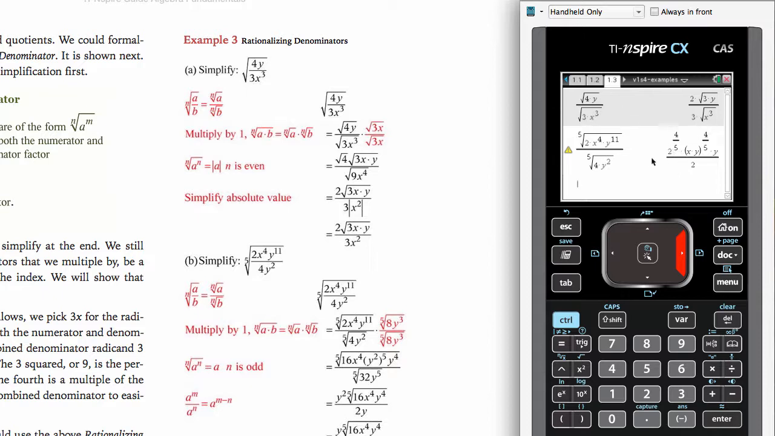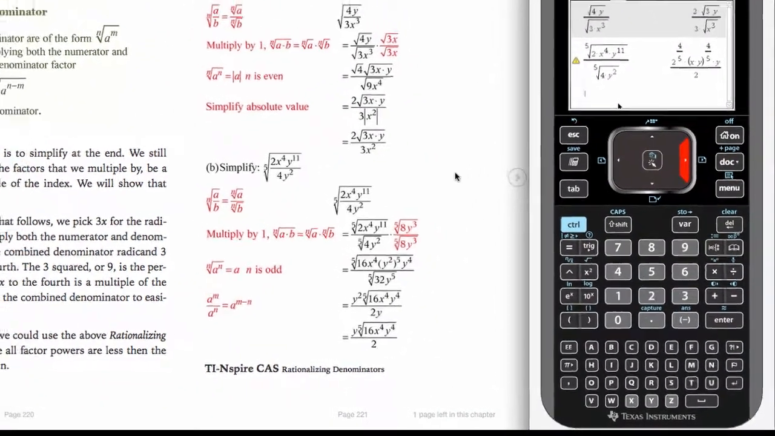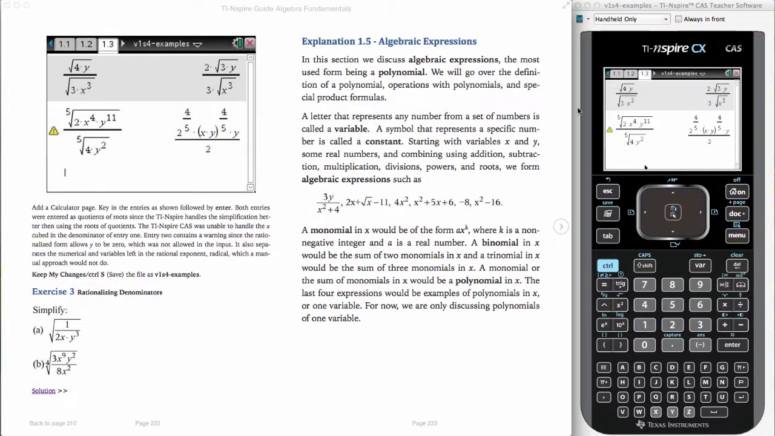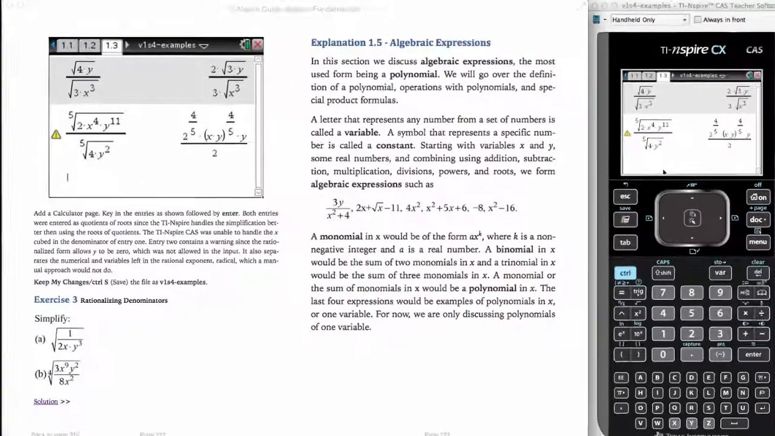So when we start doing these things on our calculator, sometimes we're going to get the answer we're looking for, sometimes we're not. That's why knowing the manual technique is necessary. And this is showing the same screen that we see on our calculator, and that concludes this lesson.